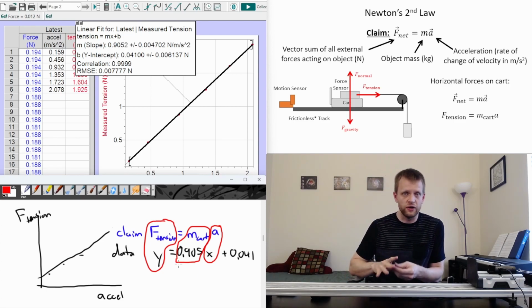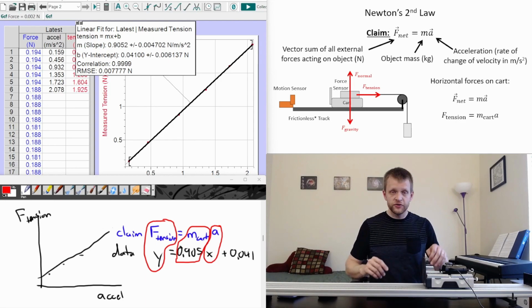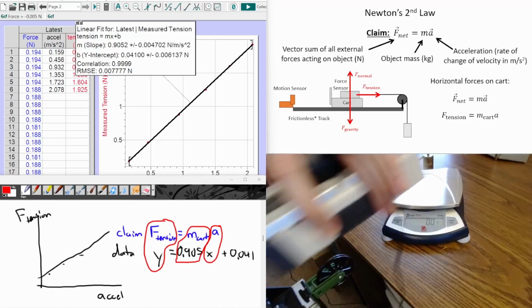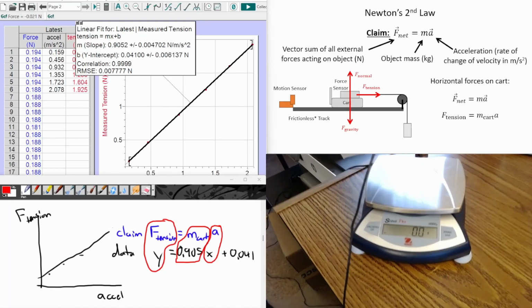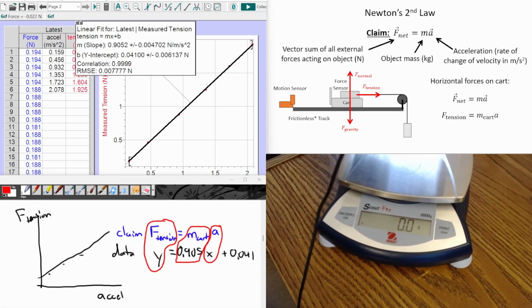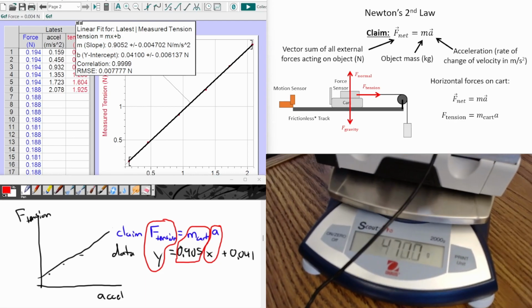If Newton's second law is correct, we should get a linear fit for this data, which it looks like we have. And that 0.905, that thing that we got from the slope of this set of data, should match up with the mass of the cart. Well, let's test that out. So I've got a scale over here. And again, our claim is if I take this cart and measure its mass, it should be 0.905 kilograms, or 905 grams, if Newton's second law is correct and if we've done this experiment correctly.